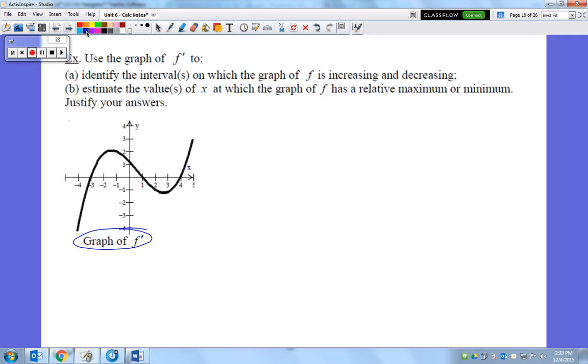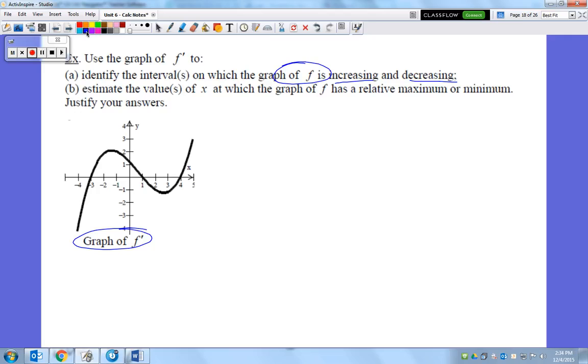Our goal is to interpret what does f of x possibly look like from what this is showing us. Exactly, that's the hard part. How does f of x look like from what this is showing us? We're going to get good at this in about 2 days. Okay, here we go. Identify the intervals on which the graph of f increases and decreases.